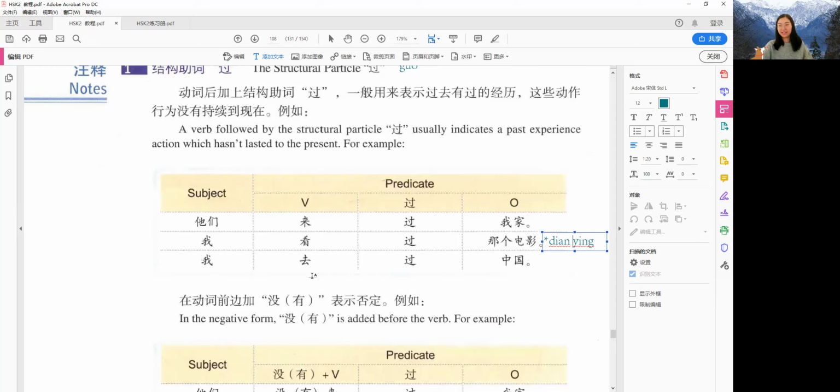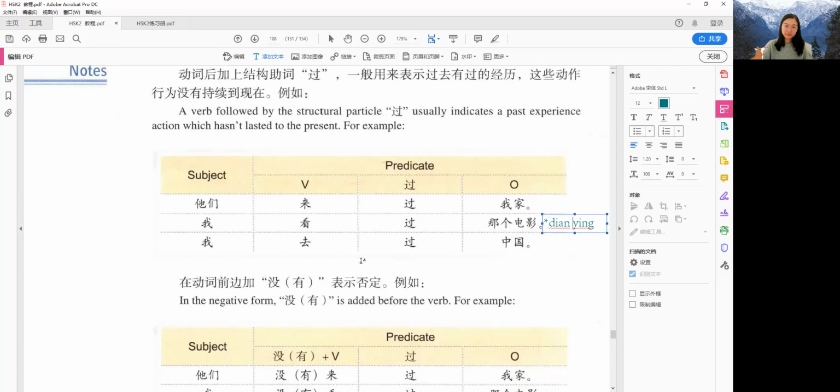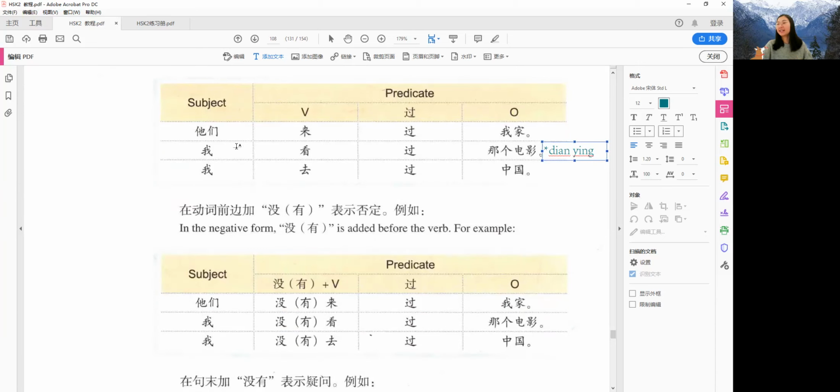去过. And for the negative way, saying that I didn't do this before, I haven't done this before, we are going to add 没有 in front of the actual word. For example, they haven't been to my house, 他们没有来过我家。我没有看过那个电影。我没有去过中国, which means the negative way that I didn't do this action before. Of course, when we use 没有, it's totally fine that we just say 没. They are the same, so it just depends what's your favorite. You can choose 没 or 没有. But of course, in listening exercises, you have to understand that 没有 and 没 are the same, all right?